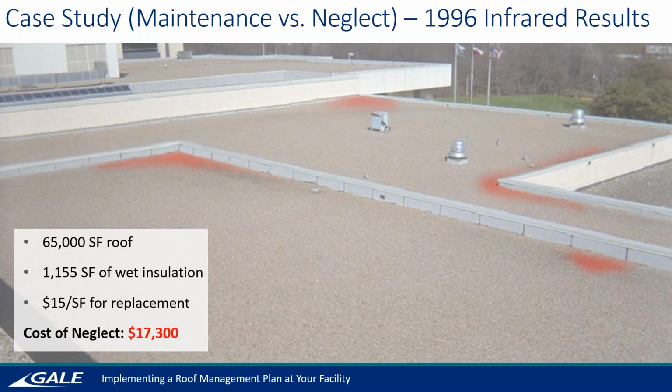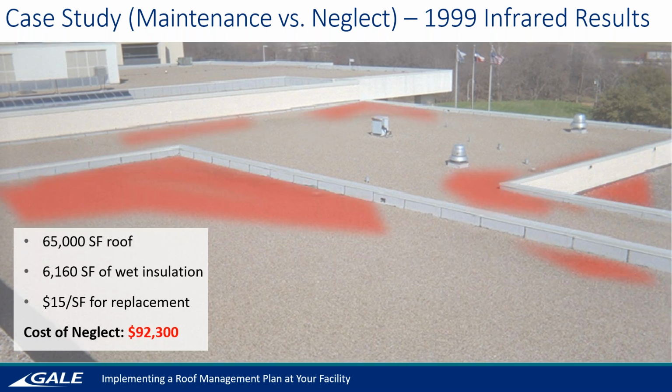So let's look at a case study for maintenance versus neglect. So let's look at 1996 infrared results. You're looking at a 65,000 square foot roof. You've got 1,155 square feet of wet insulation at $15 a square foot for replacement. The cost of neglect is going to be $17,300. Okay, so you don't do anything.